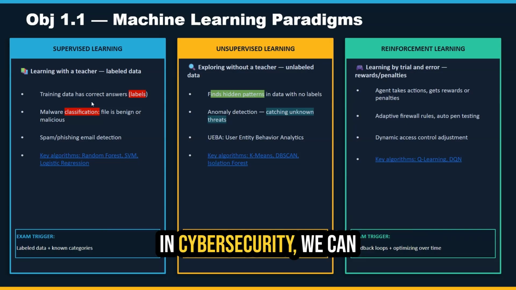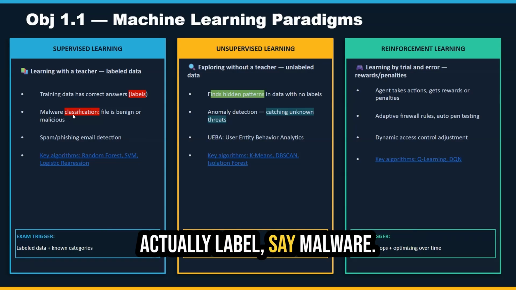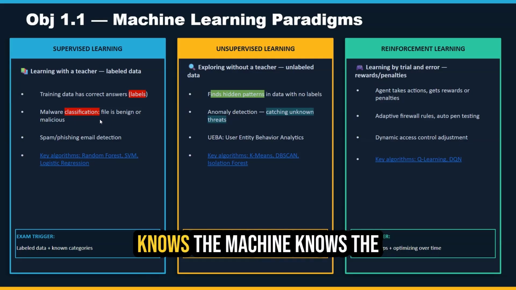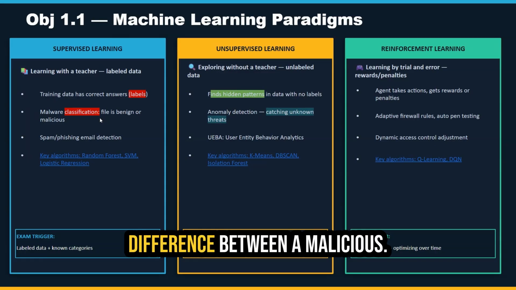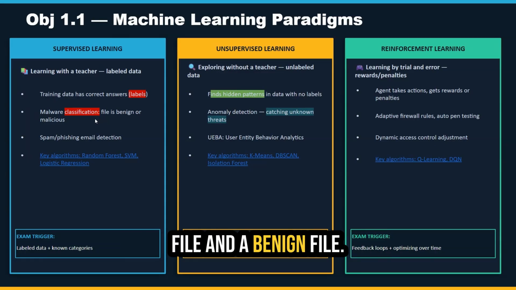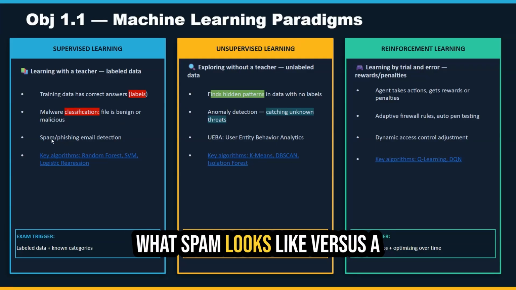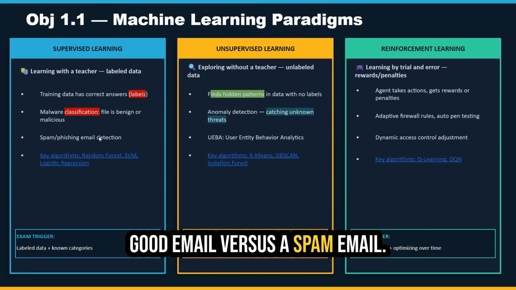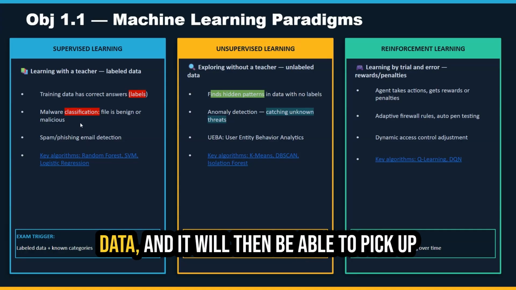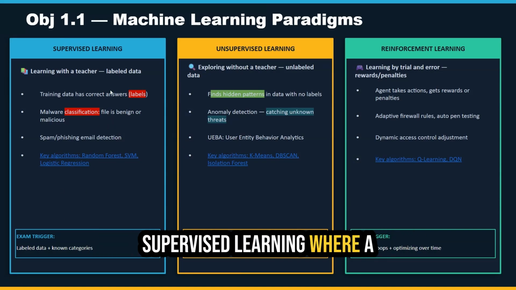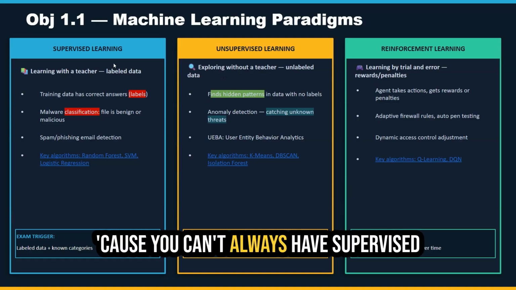In cybersecurity, we can actually label, say, malware. We can classify different types of malware so that the machine knows the difference between a malicious file and a benign file. And you can label all of that to know what spam looks like versus a good email. You can feed all that, classify the data, and it will then be able to pick up those patterns, right? So that's one type of learning, supervised learning, where a human is telling it, okay, here are the proper inputs.